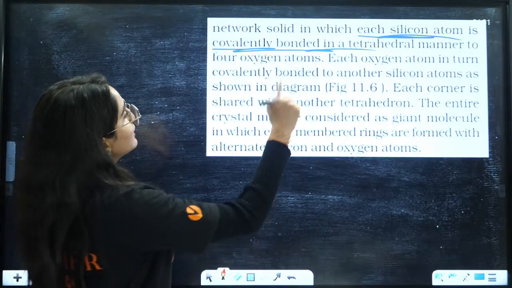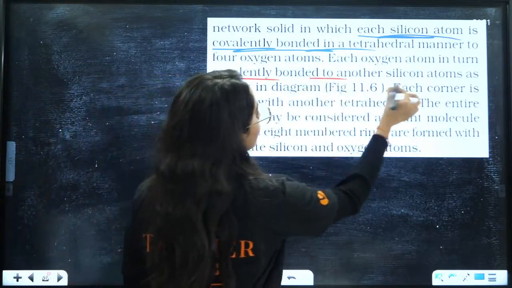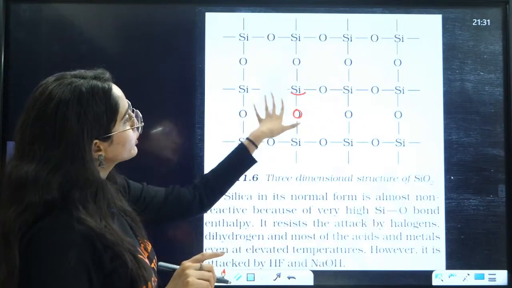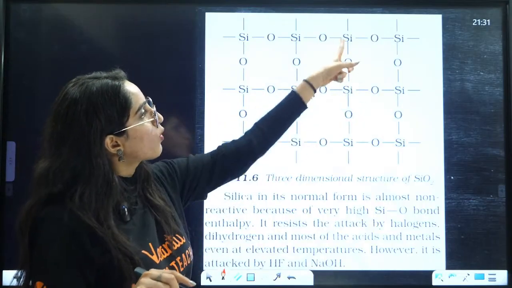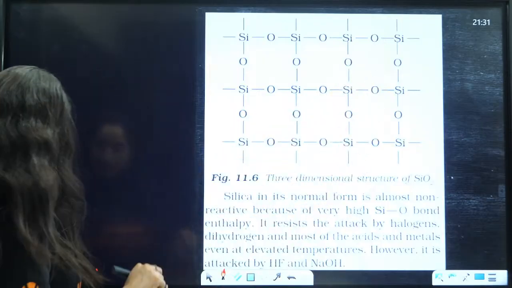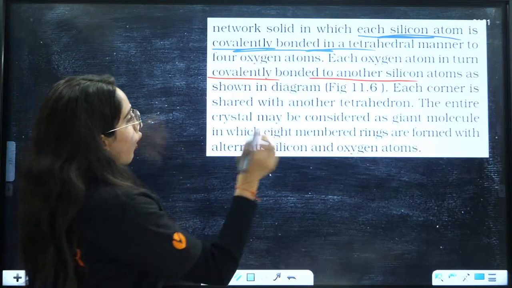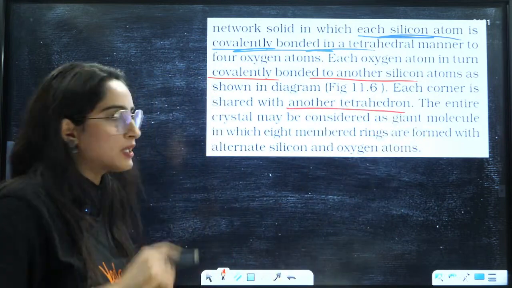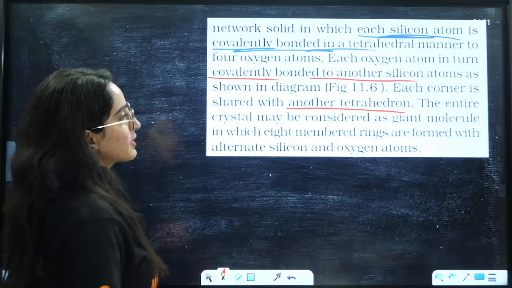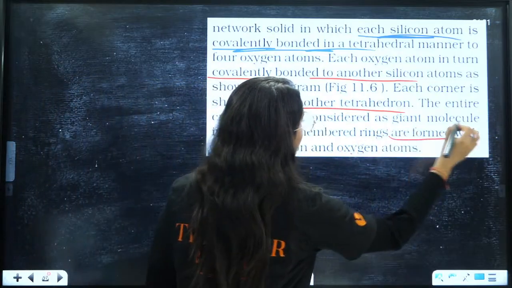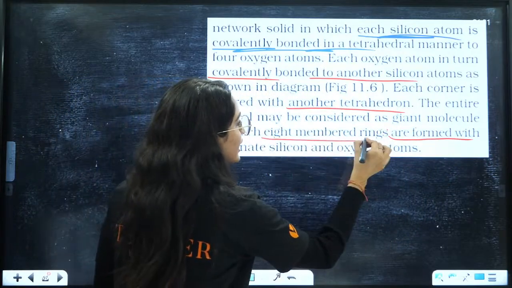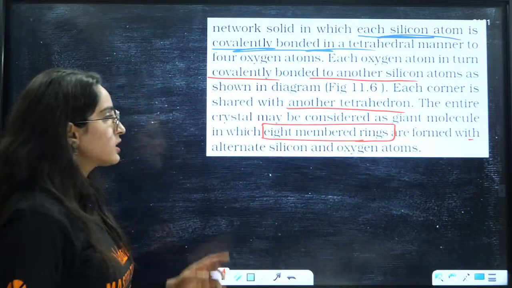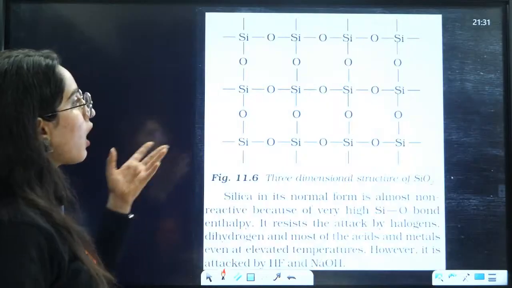Each oxygen in turn is covalently bonded to another silicon atom, as shown in the figure. Each oxygen is bonded to 2 silicon atoms, right? Each corner is shared with another tetrahedron. The entire crystal may be considered a giant molecule, in which 8-membered rings are formed with alternate silicon and oxygen atoms. Now, how come?